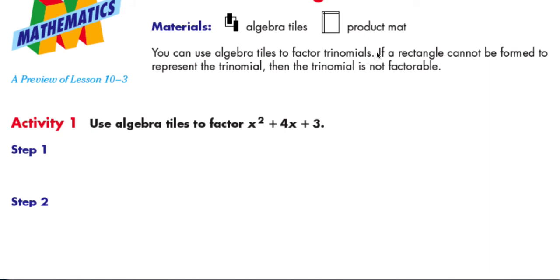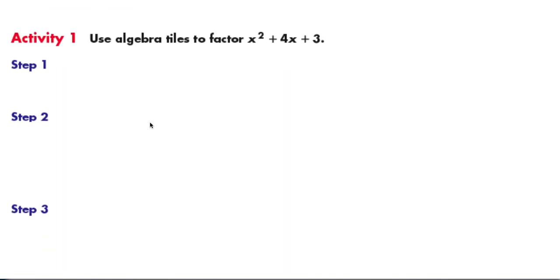Remember, a trinomial is a polynomial with 3 terms. If a rectangle cannot be formed to represent a trinomial, then the trinomial is not factorable. So if you're using algebra tiles and for some reason you cannot form a rectangle with those tiles, then it is not factorable. The trinomial is said to be prime. So let's take a look at activity number 1.